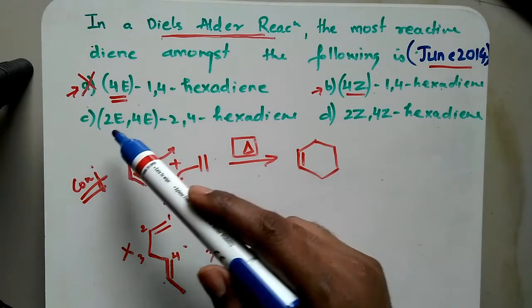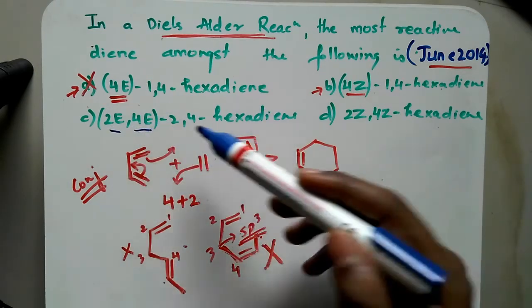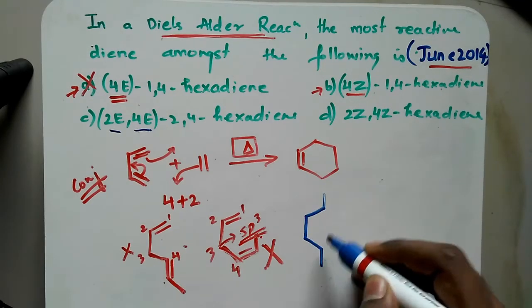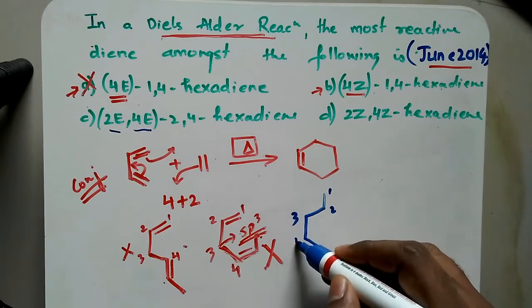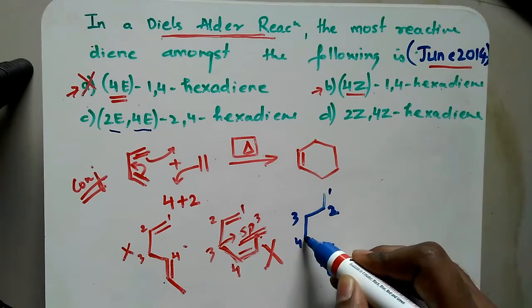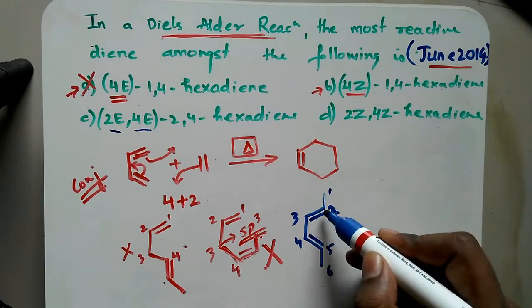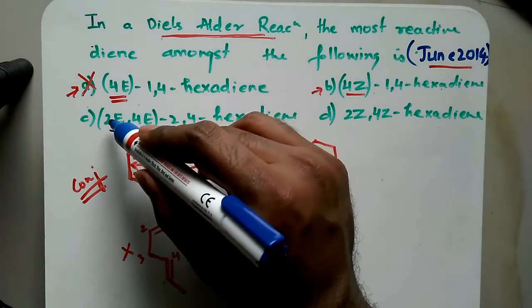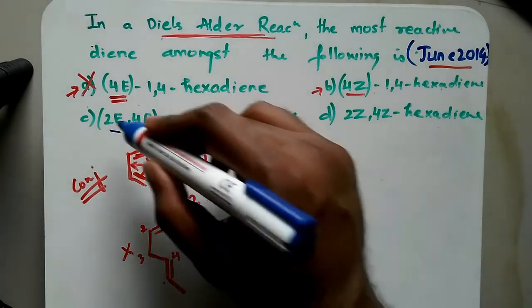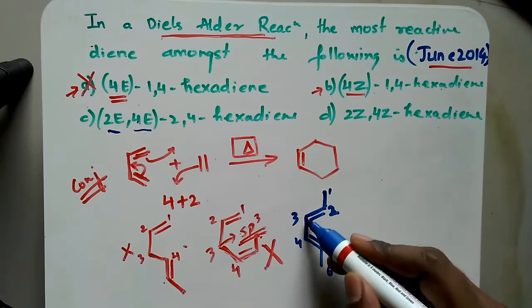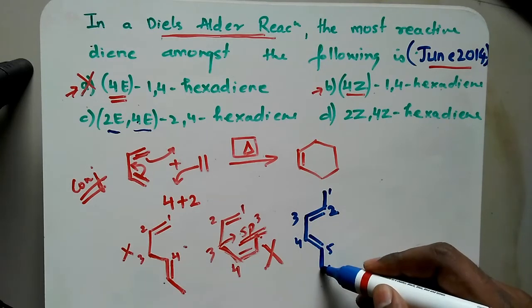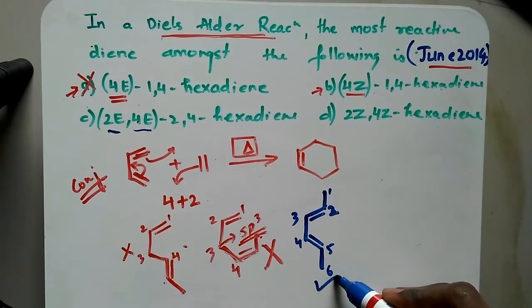When you consider option C, it is 2E,4E-hexadiene. If we draw the structure, it will be like this, 1, 2, 3, 4, 5 and 6. So at the second position and fourth position, we can draw the double bond. Now regarding 2E, if you check these two substituents, they are trans to each other, so it is E. Regarding the fourth position, again these two bonds are trans to each other, so again it is E. So this will give the Diels Alder reaction.